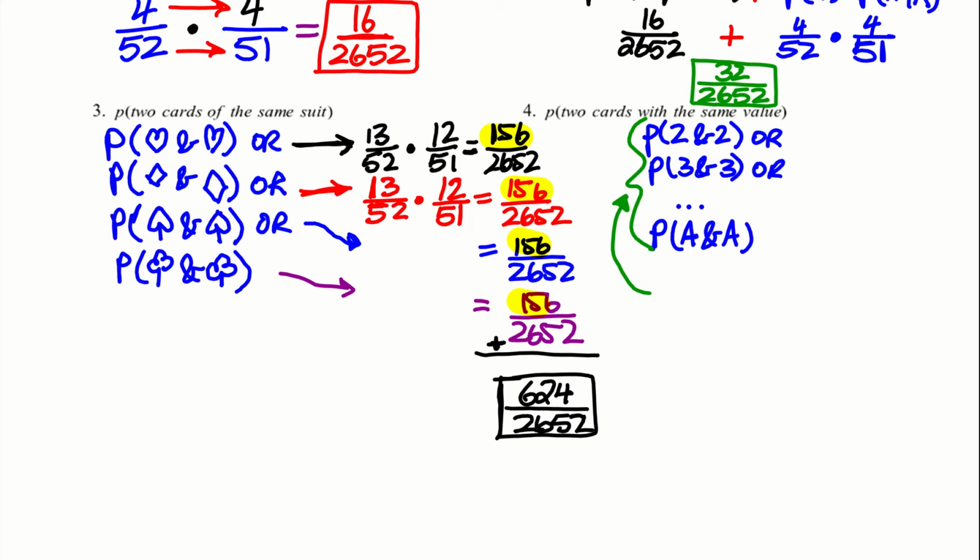So 2 and 2, 3 and 3, 4 and 4, 5 and 5, 6 and 6, 7 and 7, 8 and 8, 9 and 9, 10 and 10, jack and jack, queen and queen, king and king, ace and ace. Oh, 13 possible pairings. So 13 pairings. So that's what my multiplier is. Now if I just find the probability of getting a successful outcome in just one case, then I'll be good to go.